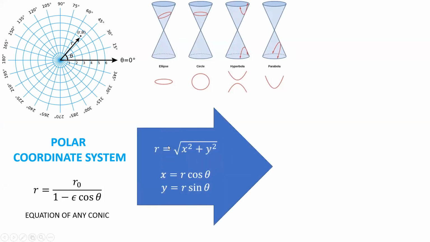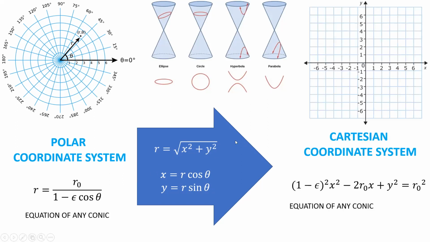When we do coordinate transformation, these are the coordinate transformation equations. We substitute them here, and we will get the same equation in Cartesian coordinates. So this is the equation of any conic in Cartesian coordinate system: (1 minus epsilon square) x square minus 2 r naught x plus y square is equal to r naught square.